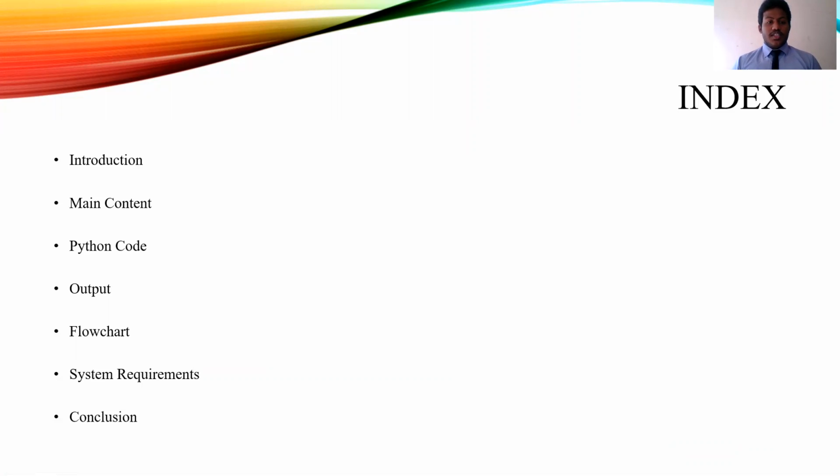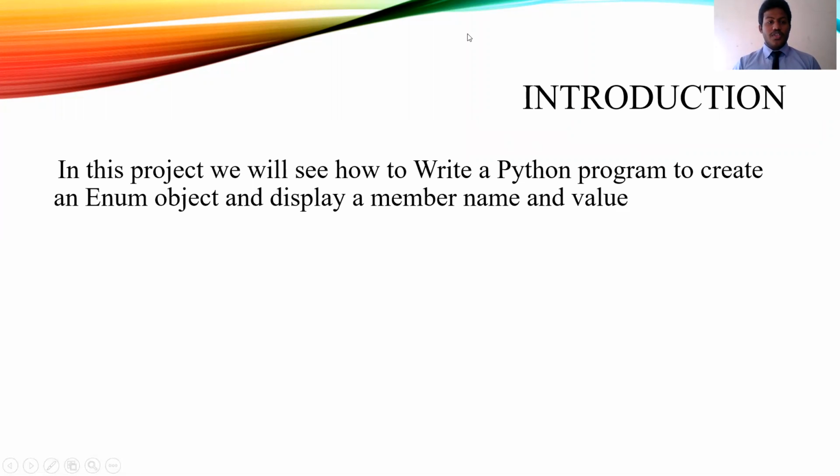So this is the index which we are going to see. There are some topics which we are going to see in this PPT. The first is the introduction of our project. In this project, we will see how to write a Python program to create an enum object and display a member name and value.